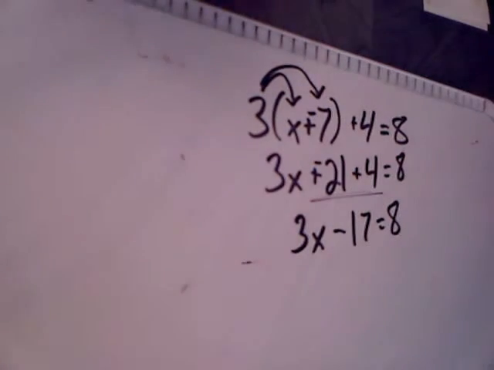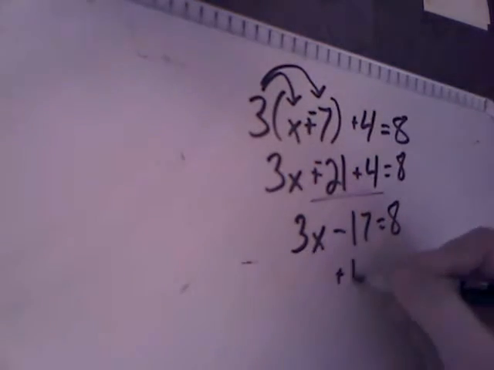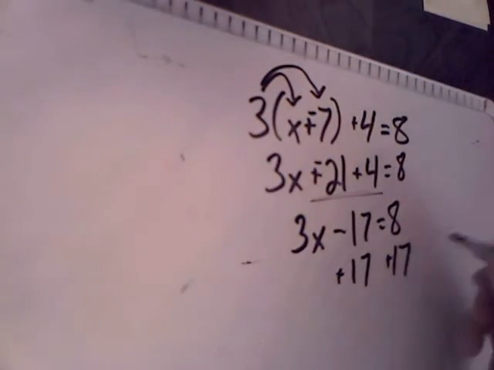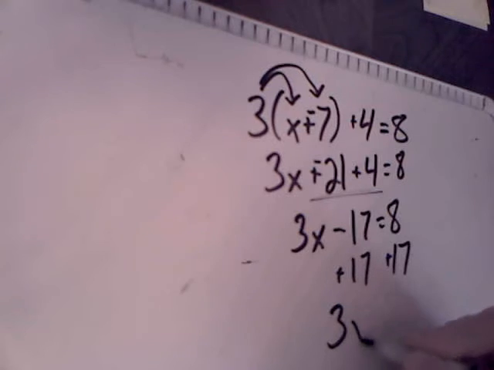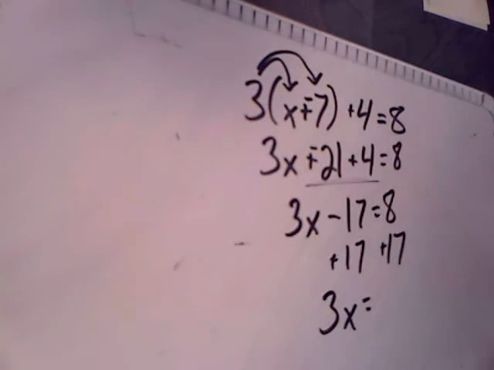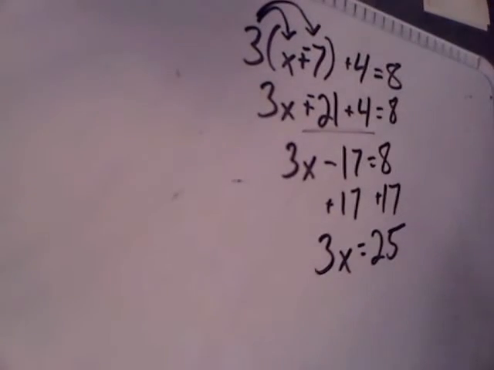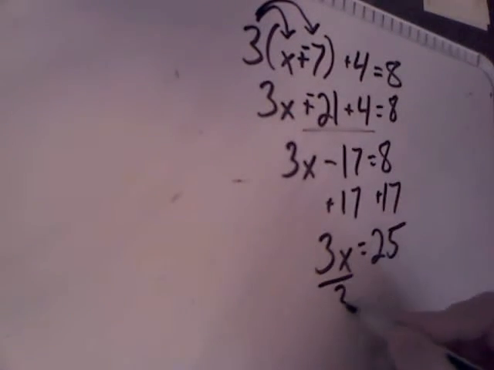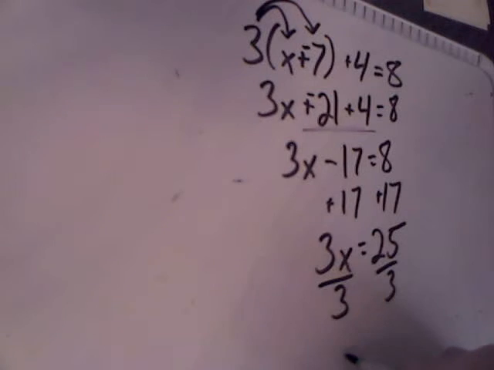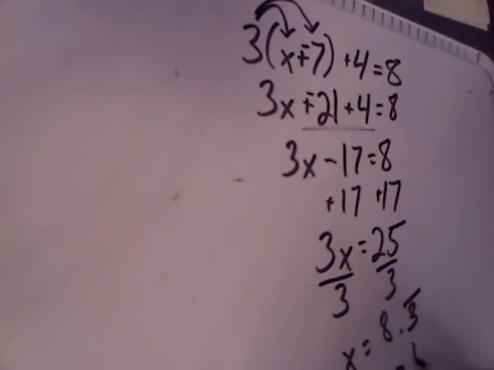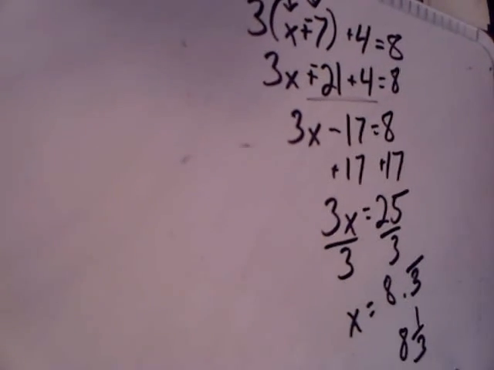And now I need to get rid of negative 17. And in order to get rid of that, I'm going to add 17 to both sides. So I'm left with 3x equals, well, 17 plus 8 is going to be 25. Now to get rid of this 3, I want to divide by 3 on both sides, and I'm left with x equals 8.3 repeating, or 8 1/3.